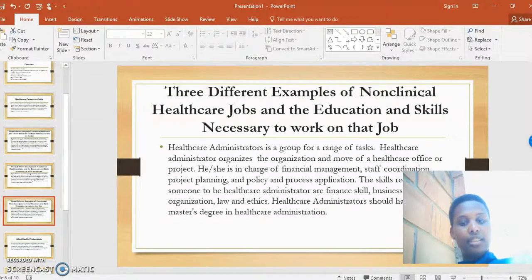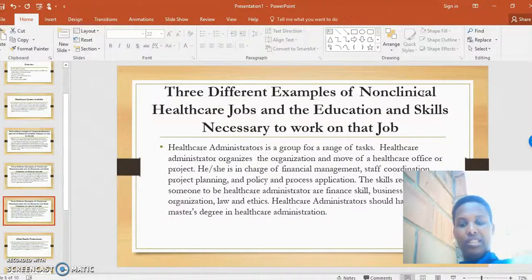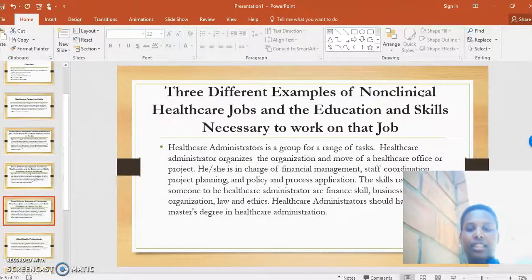Moving to the degree, that person should have a master's degree in healthcare administration. This is different from other non-clinical jobs. We see here a master's degree in healthcare administration. That means when you have a bachelor's or associate degree, you cannot perform well in that job, meaning you cannot get that job. It is better to have a master's degree in healthcare administration.